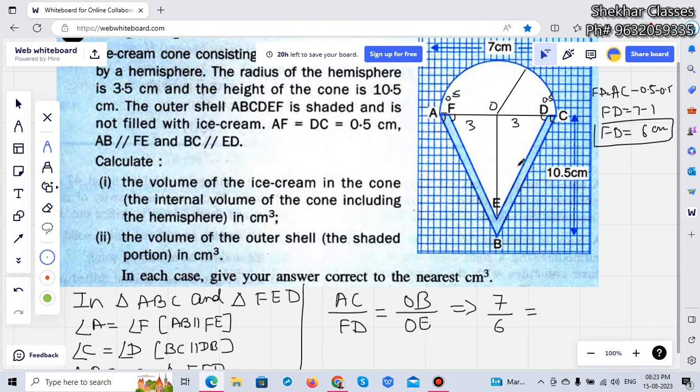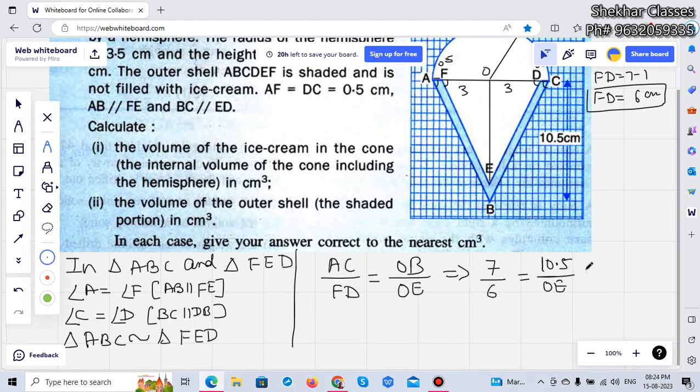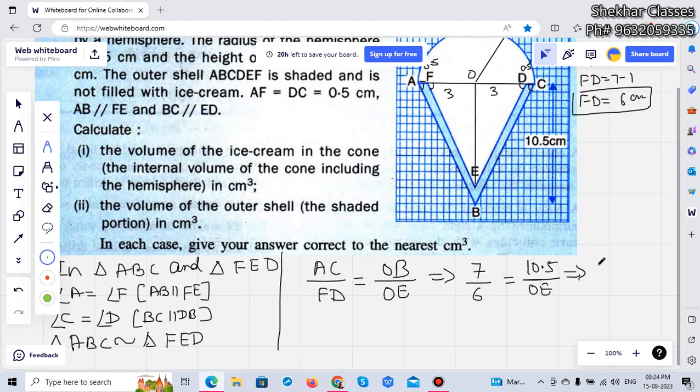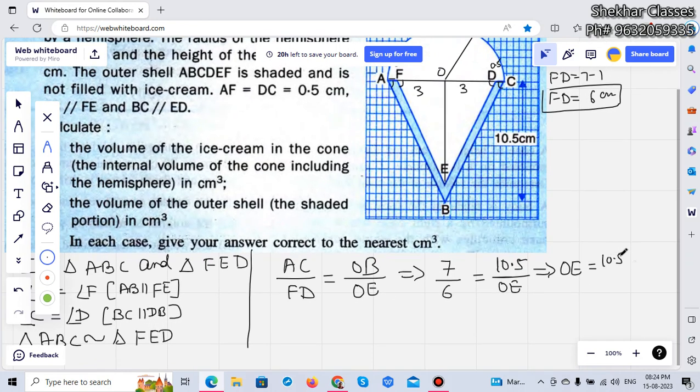Now this is equal to OB. OB is given here as 10.5 centimeter. And then what is left? OE, which has to be found. So we can find that out. OE is equal to 10.5 into 6 upon 7, right? So if we calculate, you will get OE.